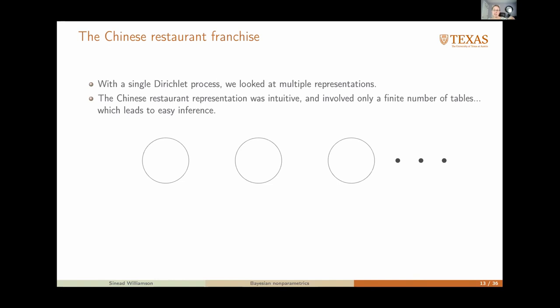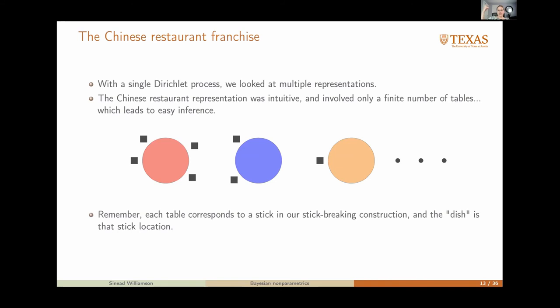Right, so as a reminder for that, we had this infinitely large restaurant. Customers come in and they sit at tables. First one sits at the first table, and then subsequent customers sit at tables with probability proportional to how many people are at that table. And then once we've got our tables, each table is going to sample a dish. A parameter, in other words. And those are going to be sampled IID from some distribution over parameters. Right? So tying this back to our stick breaking, each table kind of corresponds to a stick, and the color of that table corresponds to the location of that stick.